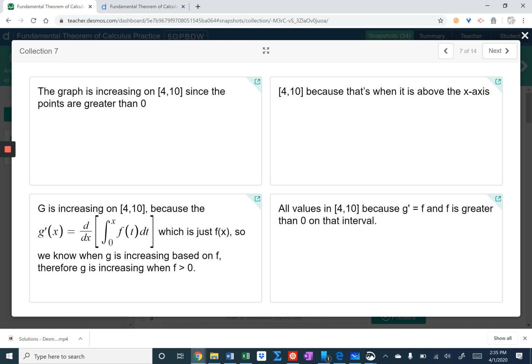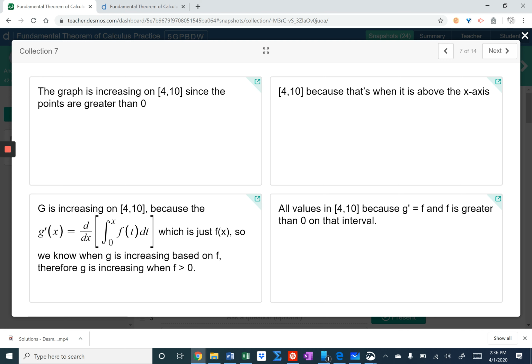The second one: 4 to 10, because that's when it is above the x-axis. What is the "it"? Okay. Again, they're not going to assume that you know that it refers to the graph of f. They're going to need you to say it explicitly. So if you don't say it explicitly, don't expect full credit. Take a look at the third one in the lower left here.